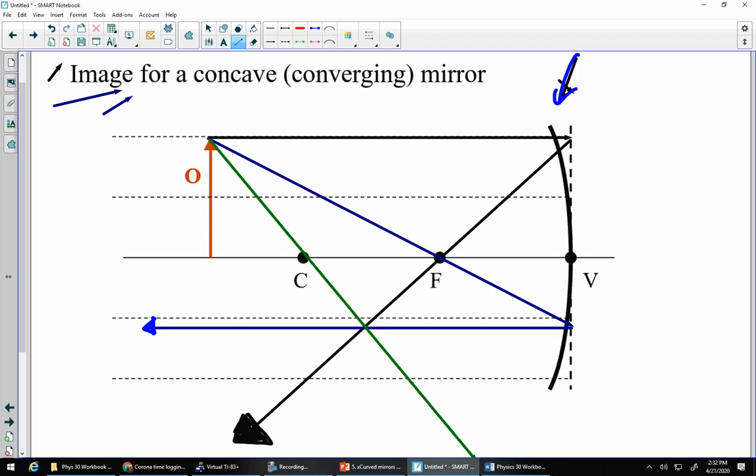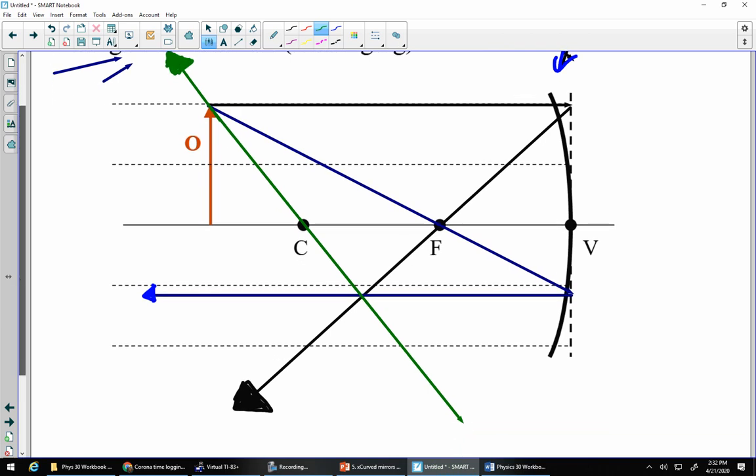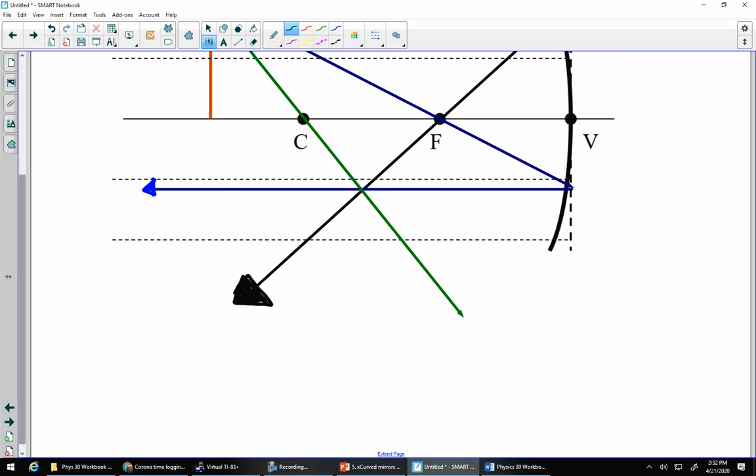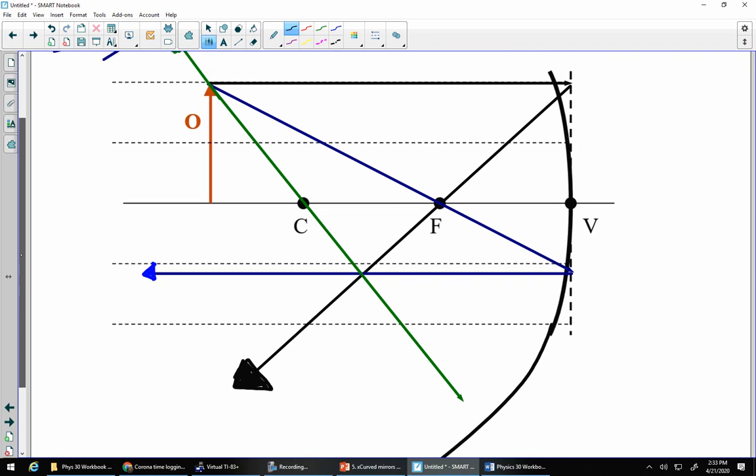Because it doesn't necessarily always match up with the mirror, if it goes through the center, it's going to actually reflect off the mirror back along the exact same path. So it hits the mirror and reflects back along the exact same path. Now you'll notice that it didn't actually hit the mirror, so we'd have to extend that out a little bit. Okay, so three lines.